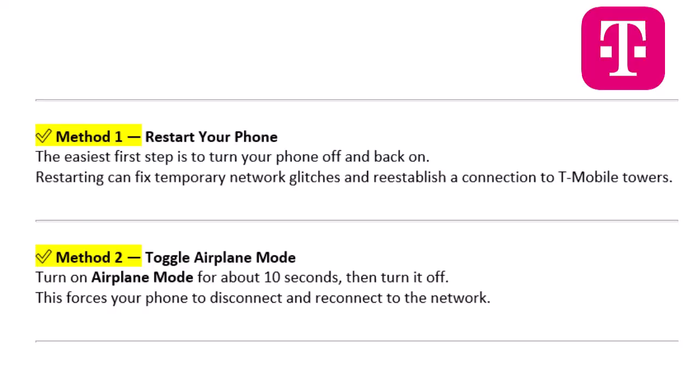Method 1, restart your phone. The easiest first step is to turn your phone off and back on. Restarting can fix temporary network glitches and reestablish a connection to T-Mobile towers.